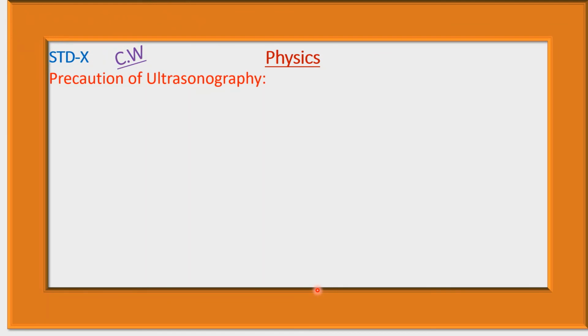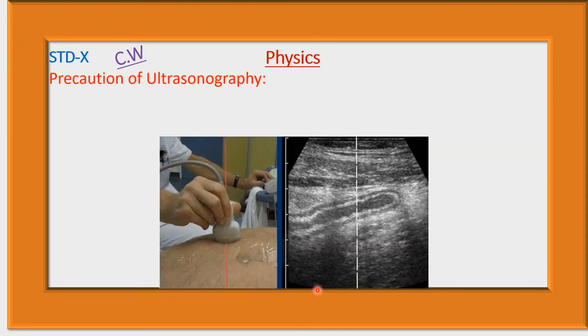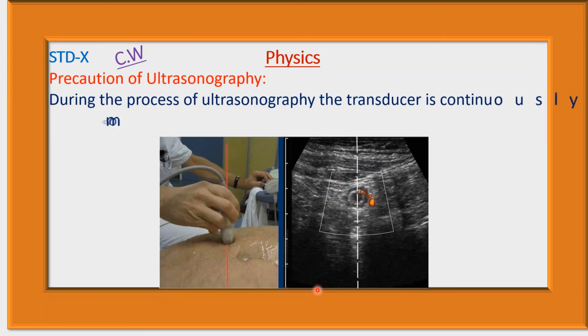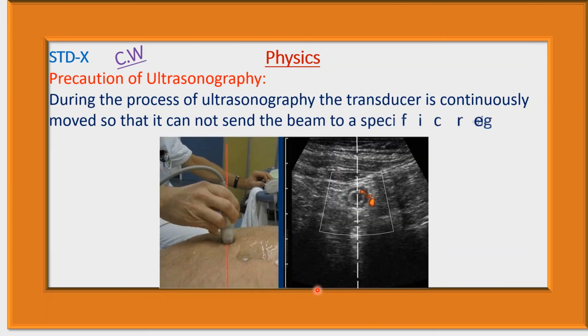Precaution of ultrasonography. During the process of ultrasonography, the transducer is continuously moved so that it cannot send the beam to a specific region for a long time.